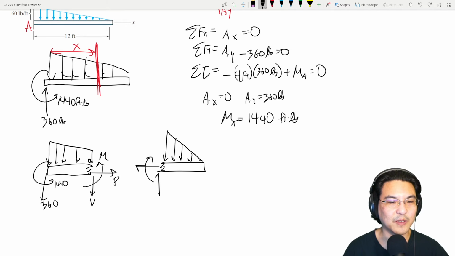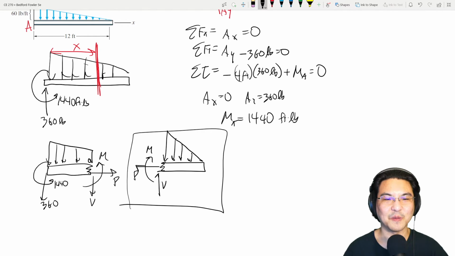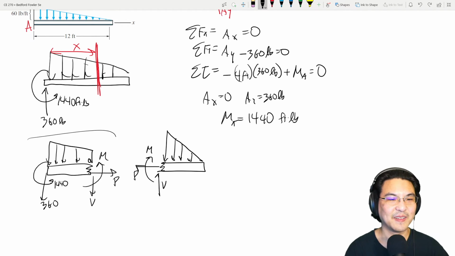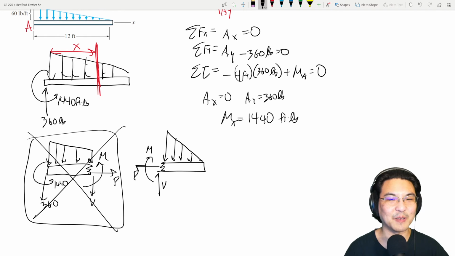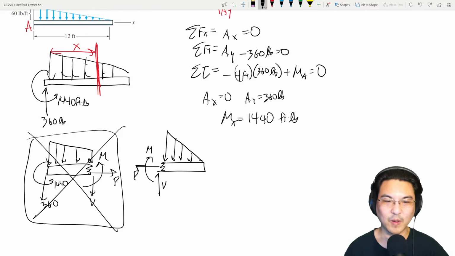Given the choice between these two sections, which would you want to analyze? I feel like this one is much simpler, so why don't we do that? Right, so you don't need to analyze both, just pick one, and this one looks much simpler, so let's go with that one.